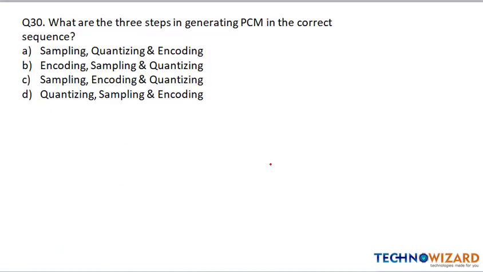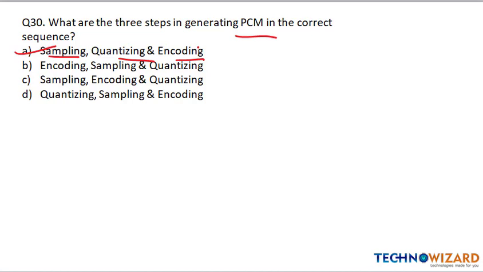Okay. Question number 30. What are the 3 steps in generating PCM, pulse coded modulation, in the correct sequence? This is the question based upon communication system. Okay. First we do sampling, then quantizing, and then encoding. Therefore, option A is the correct answer.